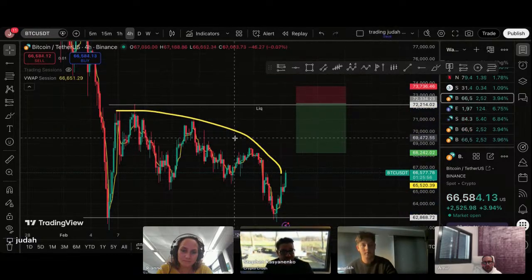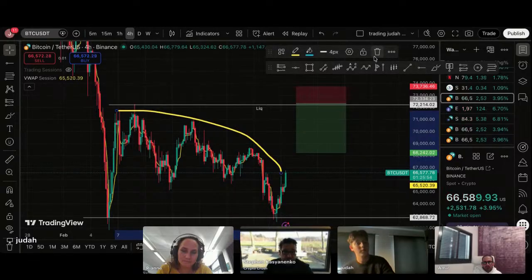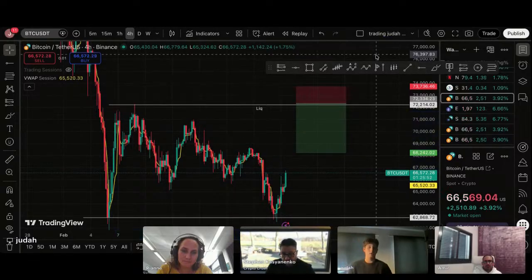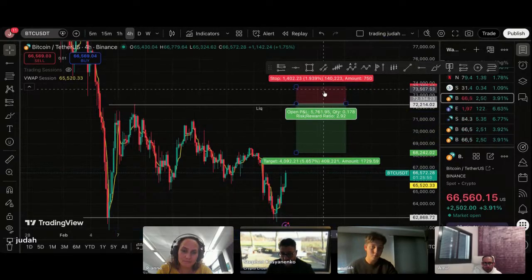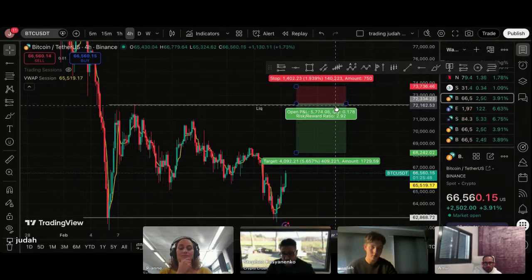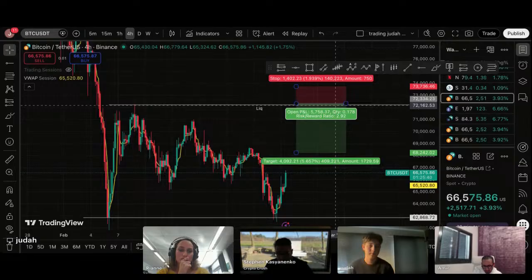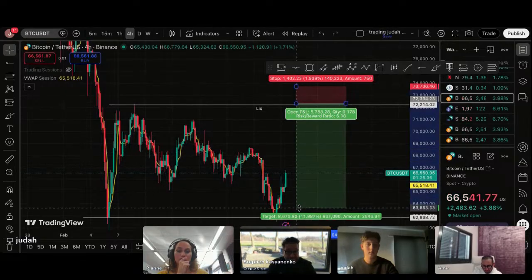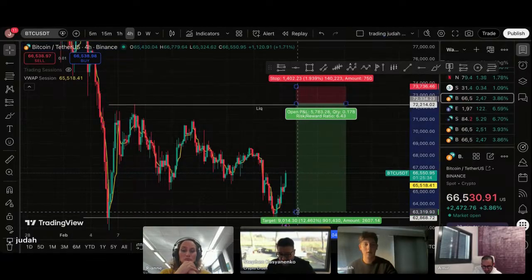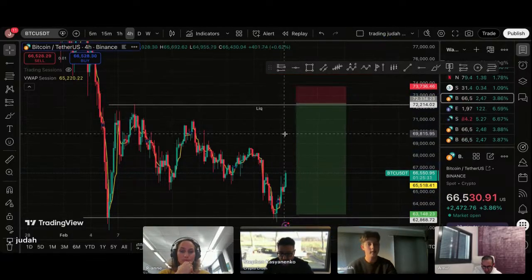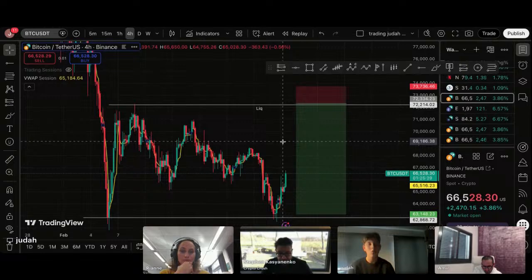Why not do that? Because the retest for me is a confirmation. What was previously support has turned into resistance again, and that's confirmation for me. Okay, we're probably moving down again. So are you setting up a limit order, or are you just waiting for this thing to get into that range? Yeah, I'm just waiting for the price to get to that 72,000 zone.